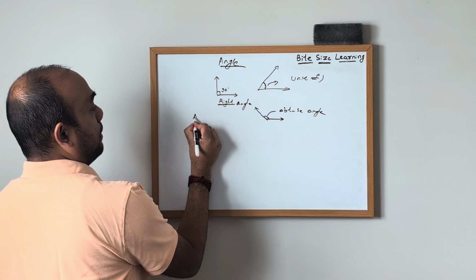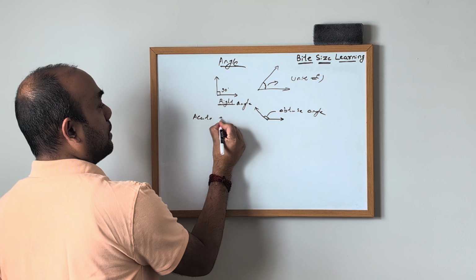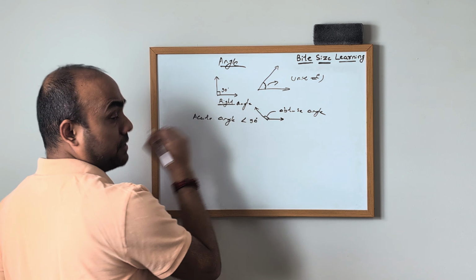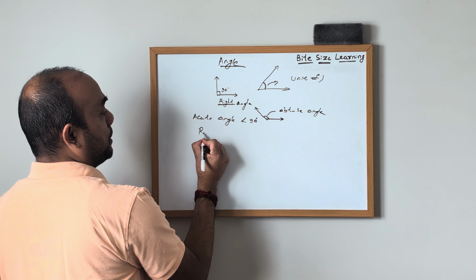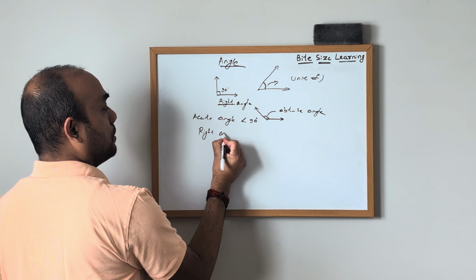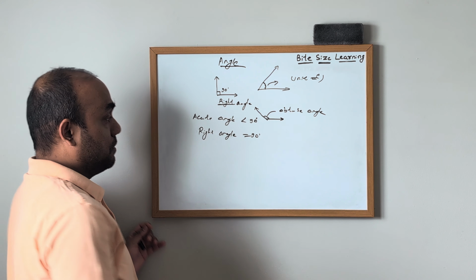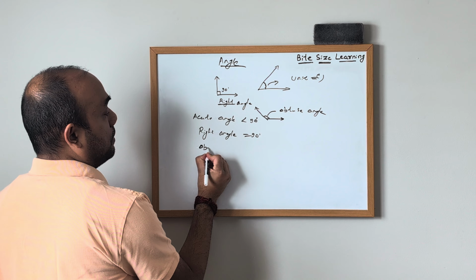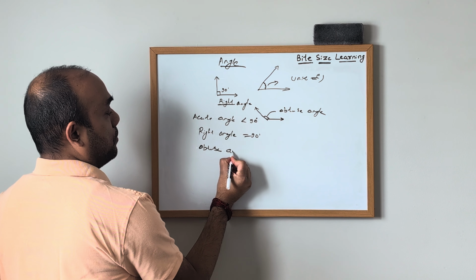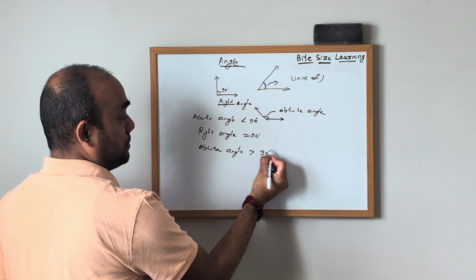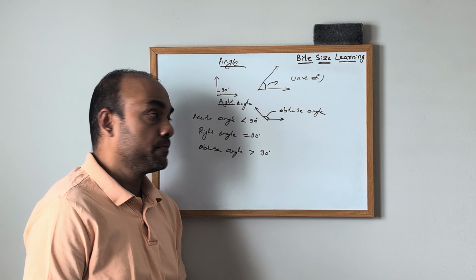So you have an angle called acute angle, which is the angle that is lesser than 90 degrees. You have something called right angle, where the angle is equal to 90 degrees. You have obtuse angle, when the angle is greater than 90 degrees, right? So these are the types of angles.